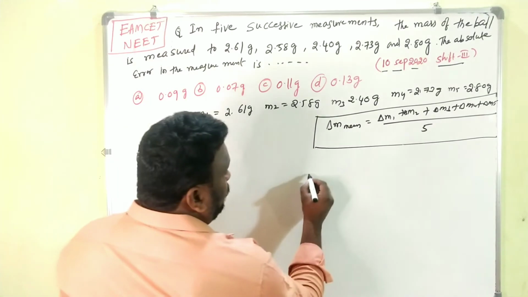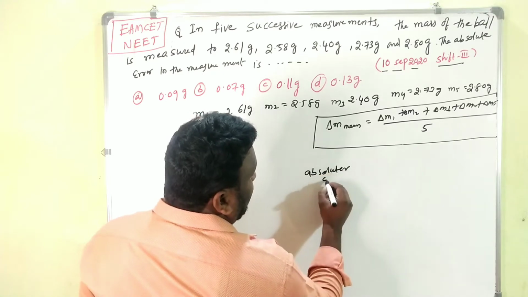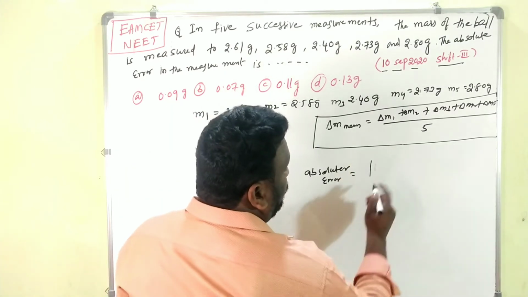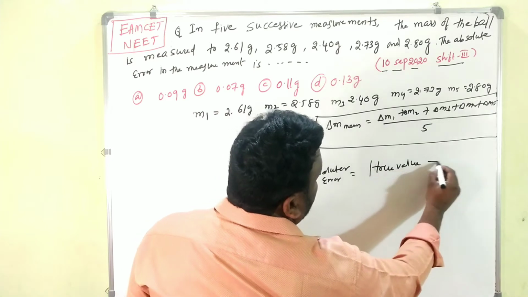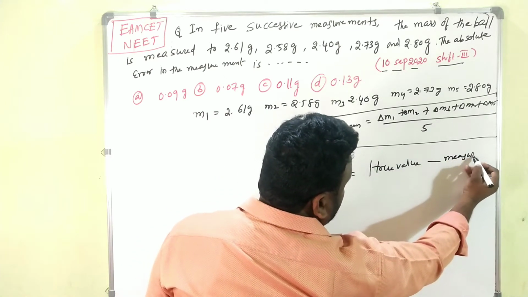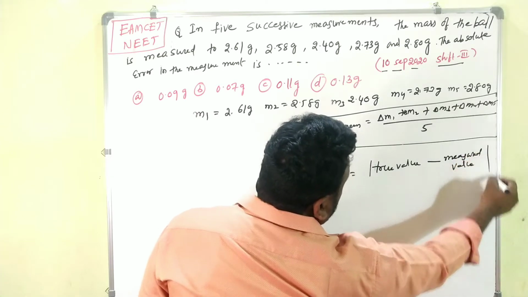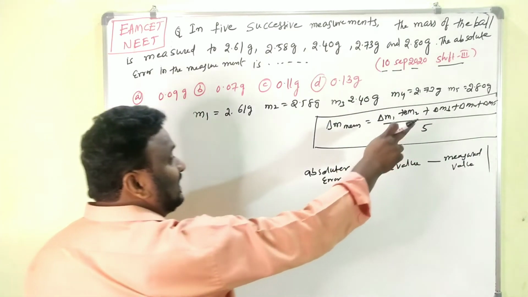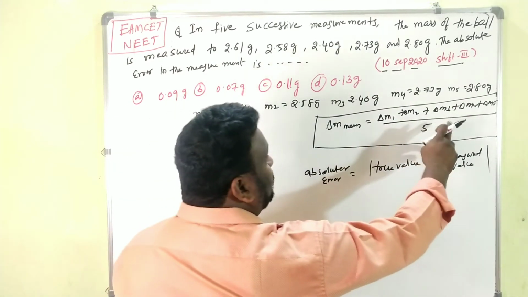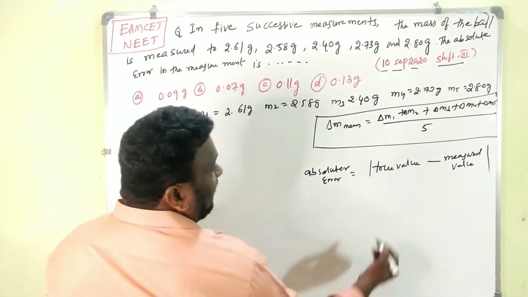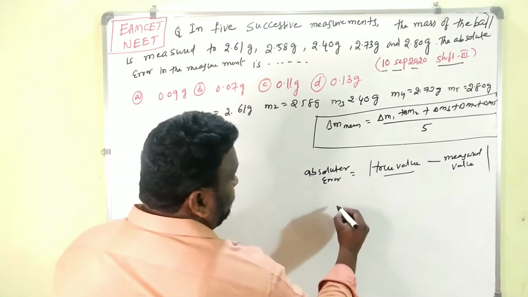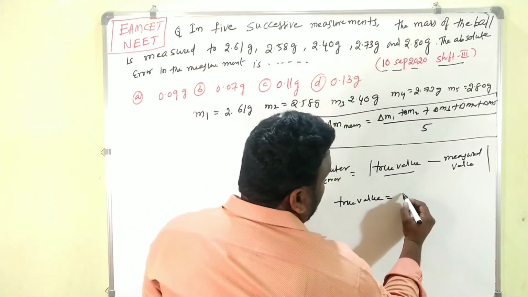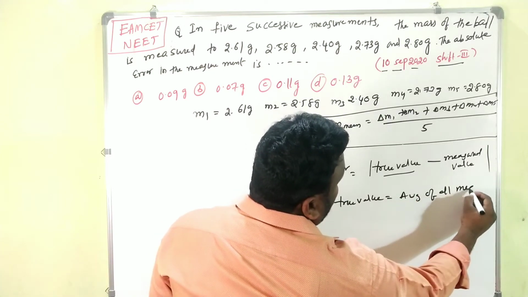Again, what is the formula of absolute error? Absolute error is equal to the mod of true value minus measured value, or calculated value. This is the expression for absolute error. So delta m1 is the absolute error of m1, delta m2 is the absolute error of m2, delta m3 is the absolute error of m3. And again we have to find the true value. What is the true value? True value is equal to the average of all measured values.